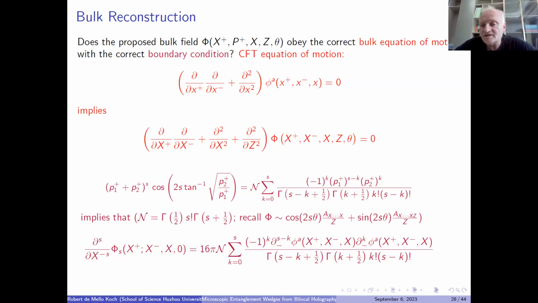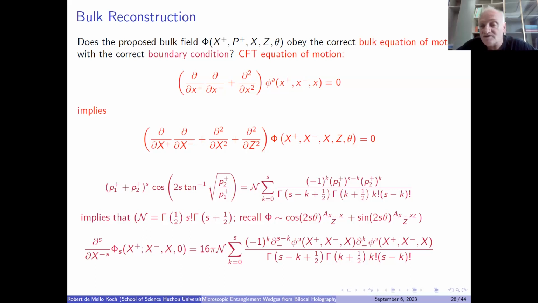So for a valid bulk reconstruction, we would like our bulk fields to obey the correct equations of motion with the correct boundary condition. So what I'm going to use is the equation of motion of the CFT, and that's the only thing I'm allowed to use. Well, the equation of motion of the CFT, after rewriting using our change of variables and working out the equation for eta, you get precisely this Laplace equation acting on phi. So we get the correct equation of motion for every single spinning bulk field.